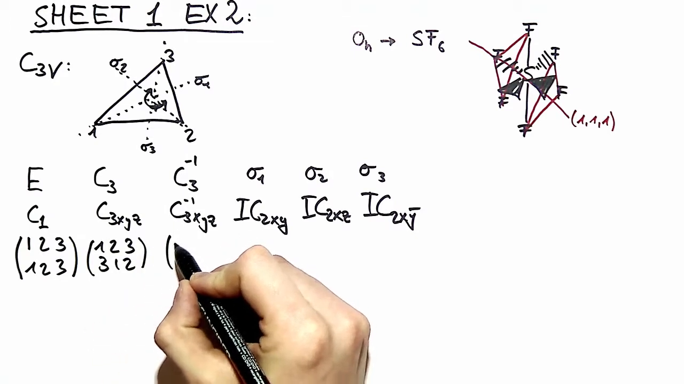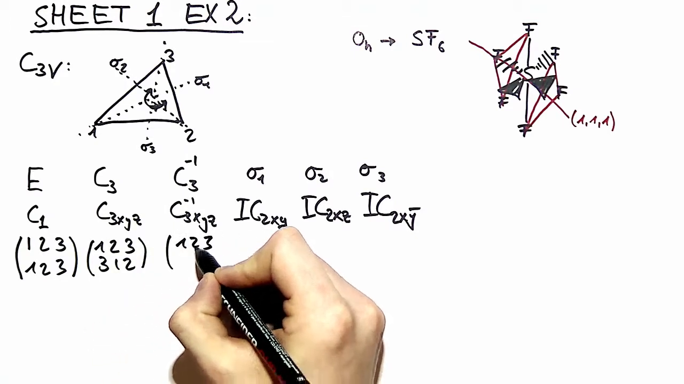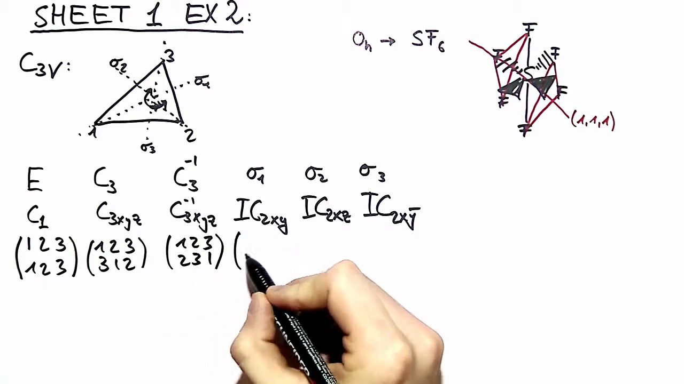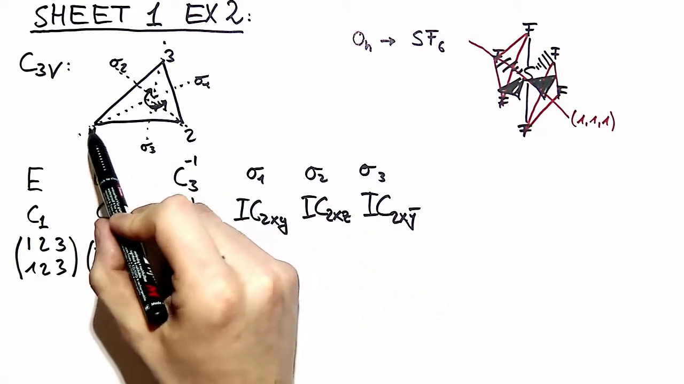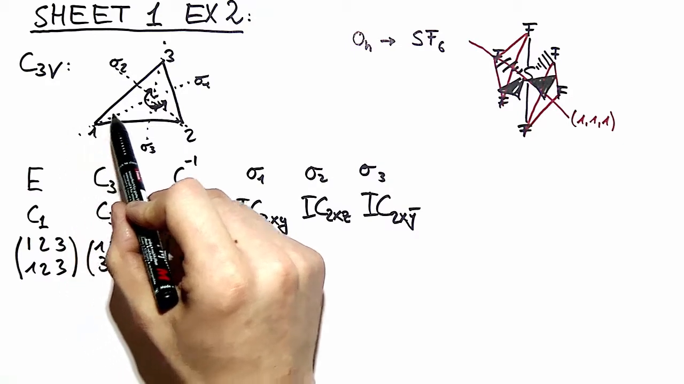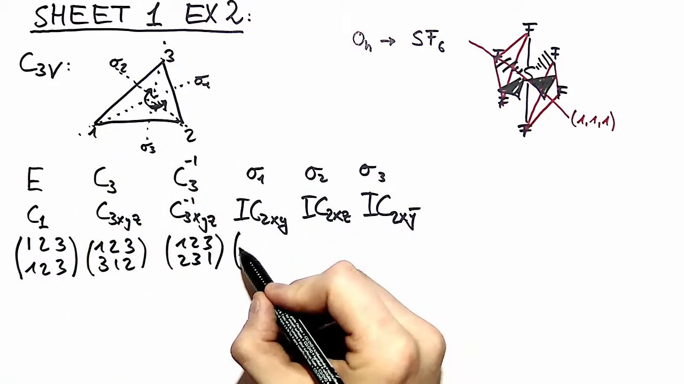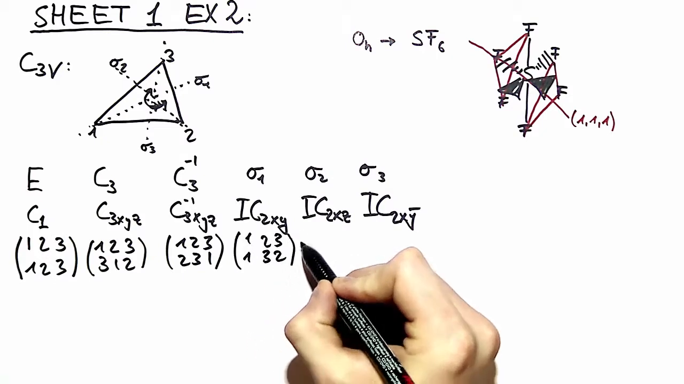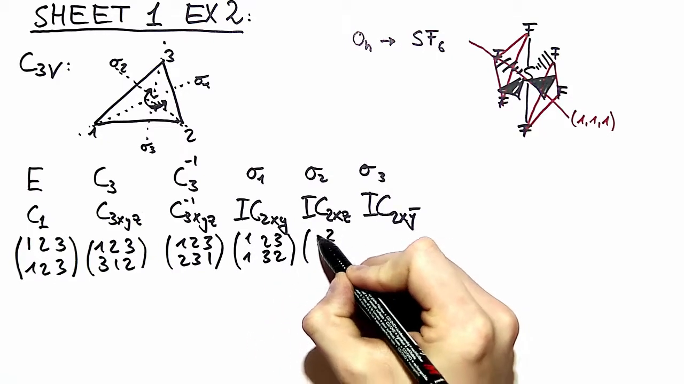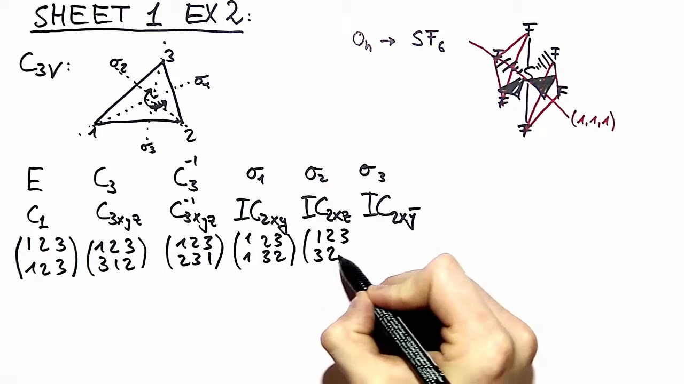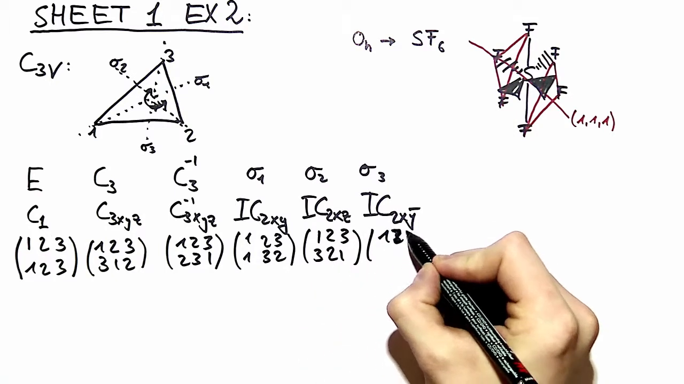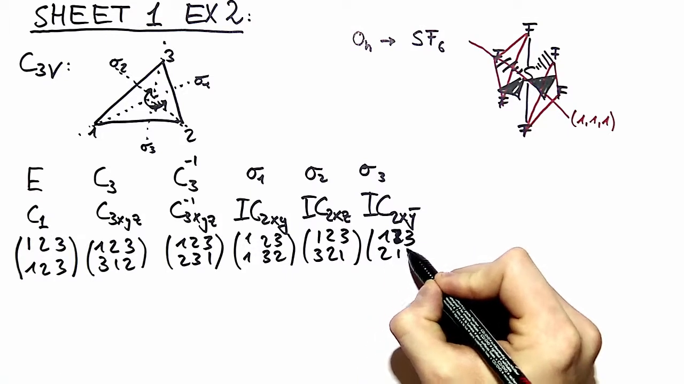And here we have it exactly the other way around. We have 2, 3, 1. If we mirror at the plane going through point 1, we leave point 1 intact and switch the other two. In the same way, we leave 2 intact and switch these two. And here we leave 3 intact and switch the other two.